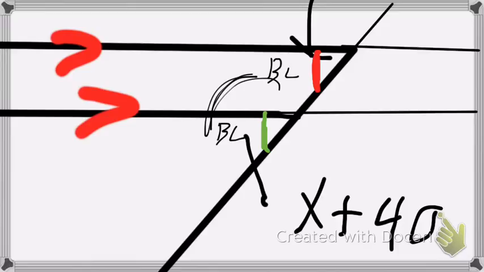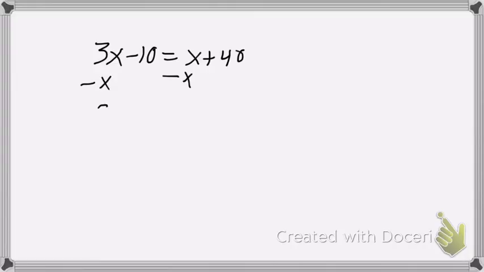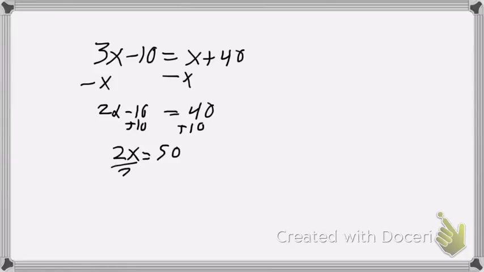So if we have 3x minus 10 and x plus 40, we can simply set those equal to each other. 3x minus 10 equals x plus 40. Algebra, subtract x from both sides. We get 2x minus 10 equals 40. We're going to add 10 to both sides. Good old addition property of equality. Get 2x equals 50. Want to divide both sides by 2, and we get x equals 25. So we got x equals 25.